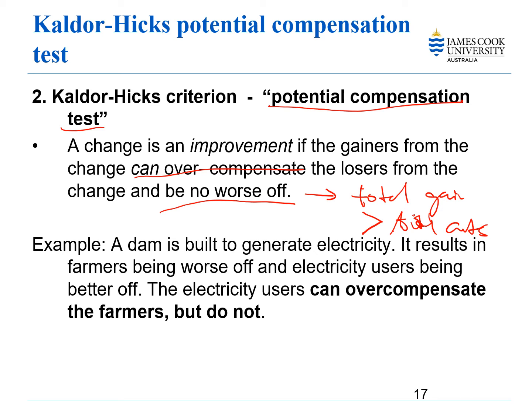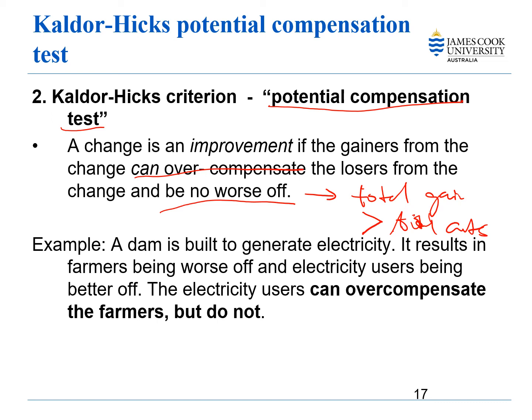Continue with the dam example. A dam is built to generate electricity. It results in farmers being worse off and electricity users being better off. So if the total gains to electricity users are higher than the loss to the farmers, then by using this Kaldor-Hicks criterion, Kaldor-Hicks yardstick, we are going to say that this dam project is good. And here, we only require that the electricity users can overcompensate the farmers, but do not actually compensate. Okay.